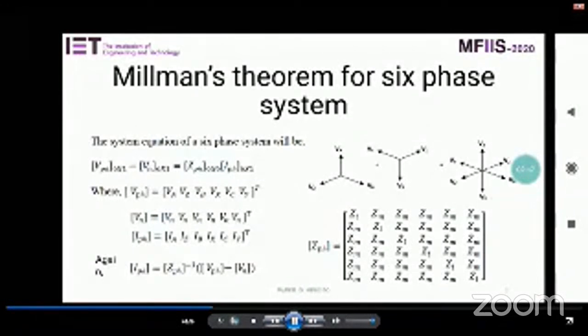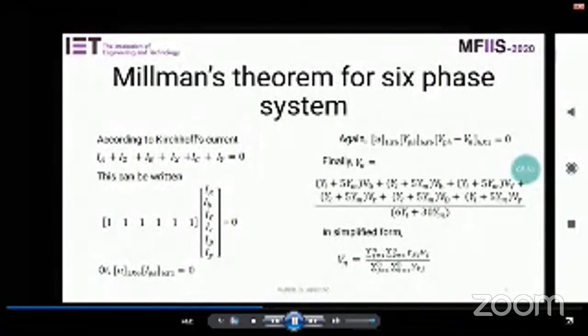A balanced six-phase system can be considered as two balanced three-phase systems, as shown in the figure. If VA, VB, VC and VX, VY, VZ are two balanced three-phase systems, then the corresponding six-phase system is represented as VA, VZ, VB, VX, VC, VY, and each phase differs by 60 degrees from the others. The system equation of a six-phase system will be V phase minus Vn is equal to Z phase into I phase. The values of V phase, Vn, I phase and Z phase are given in the slides. And finally, I phase is equal to Z phase inverse into the bracket V phase minus Vn.